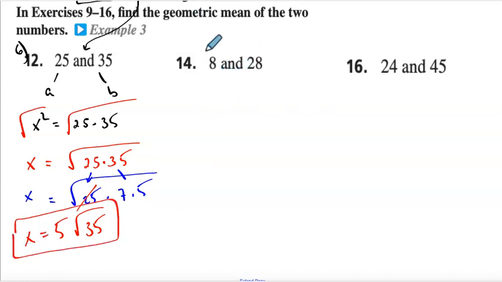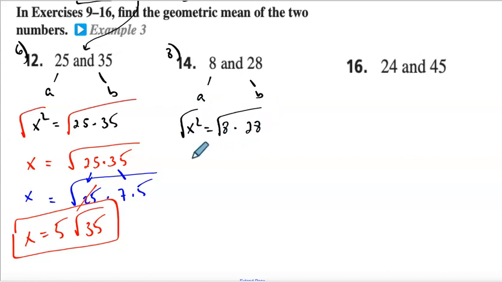Alright, so same thing for this next one. This is number 8, I believe. This is going to be my a, this is going to be my b. So x squared equals 8 times 28. Take the square root of both sides. X equals the square root of 8 times 28.